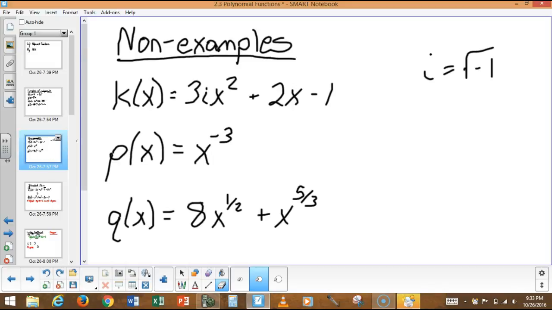If we look at p of x, that has a coefficient of 1, which is why it's not written in there. It's understood to be there. So the problem with this is the exponent. It has a negative 3. You cannot have negative exponents in polynomials. Last function, q of x, we have exponents of 1/2 and 5/3. Those exponents are positive, but they are fractions. The exponents have to be non-negative integers. We cannot have any fractions. So coefficients and exponents are the keys to what we're looking at when trying to determine if a function is a polynomial.